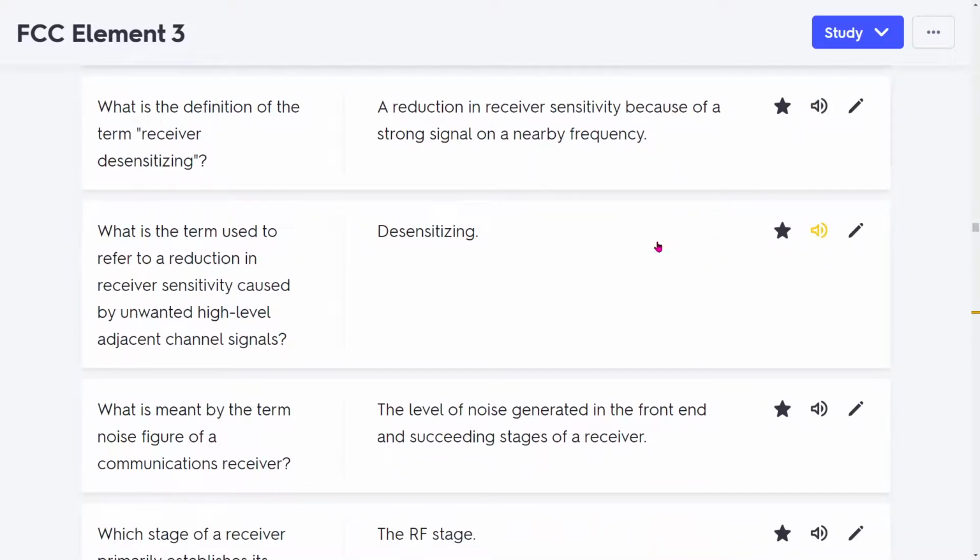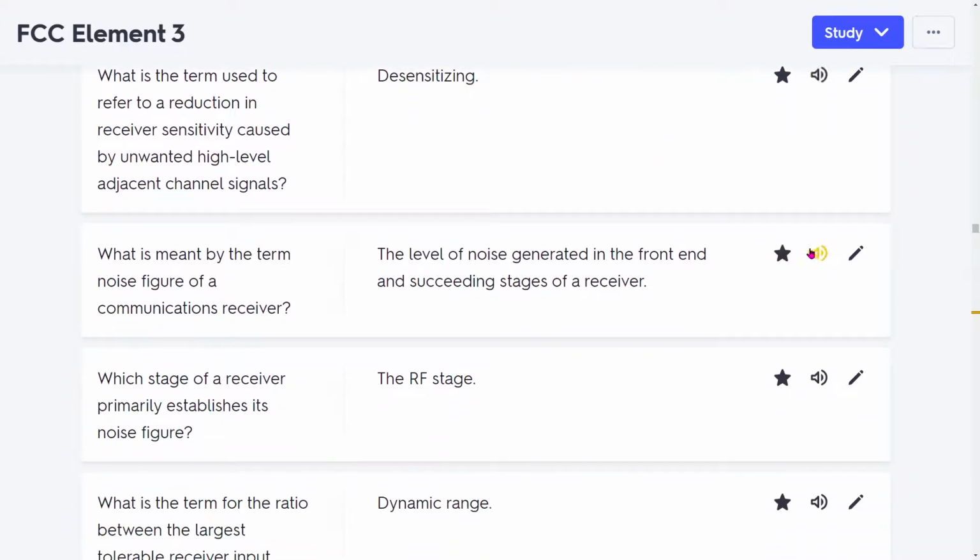What is the term used to refer to a reduction in receiver sensitivity caused by unwanted high-level adjacent channel signals? Desensitizing. What is meant by the term noise figure of a communications receiver? The level of noise generated in the front end and succeeding stages of a receiver.